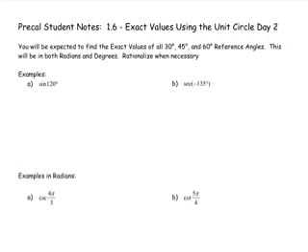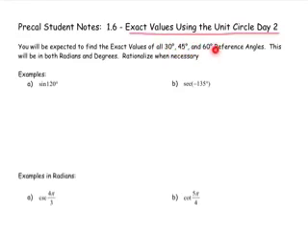Alright, so today we're going to talk about exact values, day 2. It's the same exact concept that day 1 was, it's just more practice on it. So this sentence says, you will be expected to find exact values of all 45, 30, and 60 degree reference angles. And we could do radians and degrees, so we'll rationalize when necessary.